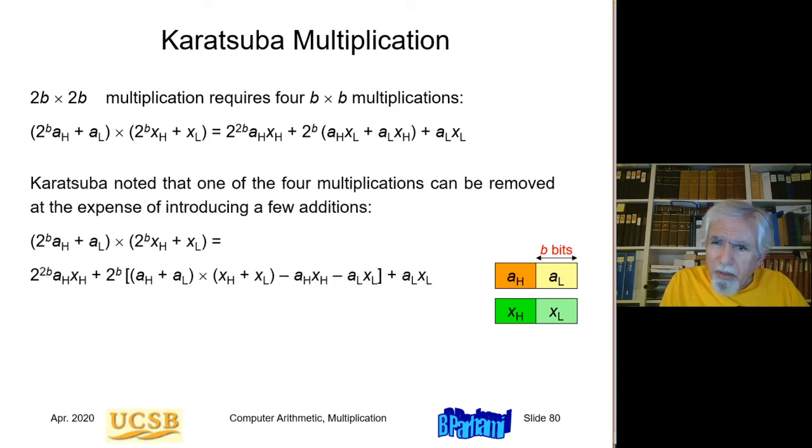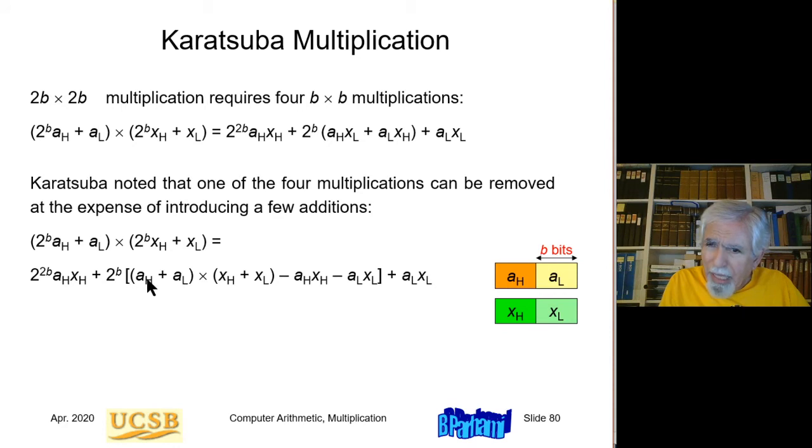Okay, now Karatsuba observed that we can rewrite that expression up there. So the product of these two numbers, A, which is its high part multiplied by 2 to the B plus its low part, and X, which is its high part multiplied by 2 to the B plus its low part, like this. So this is basically the same expression. I have 2 to the 2B AHXH, as up there, 2 to the B AHXL, which appears up there too, 2 to the B ALXH, that's already up there.